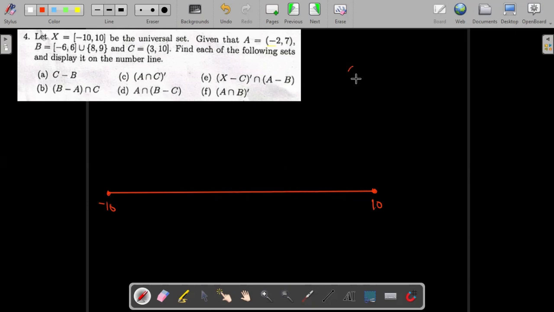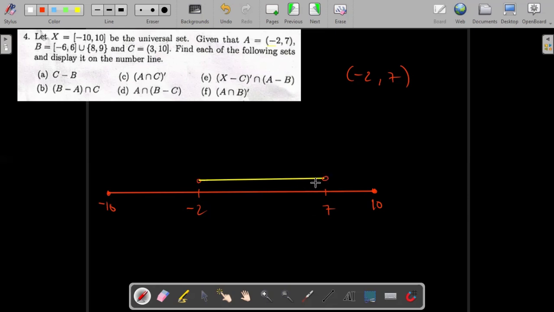Then we are given that the set A is from negative 2 up to 7, and it is open on both sides. So if my negative 2 is somewhere here, and I have my 7 somewhere there, my set A is going to be open here at negative 2, and all the way up to there. It's open at 7 as well. So it is open at negative 2 and also open at 7.